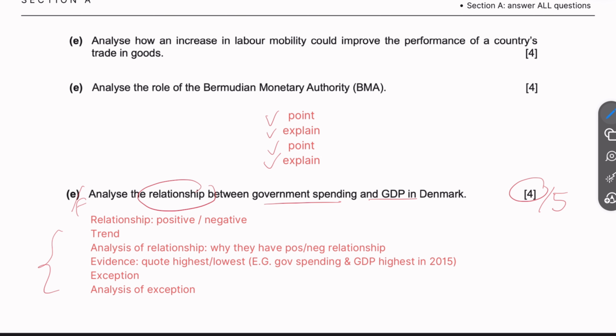First, state the relationship between the 2 things. It can be either positive or negative. For this question, government spending will increase with GDP, so the relationship is positive. Then state the trend where you literally just have to write as government spending increases, GDP will increase. So that's trend.